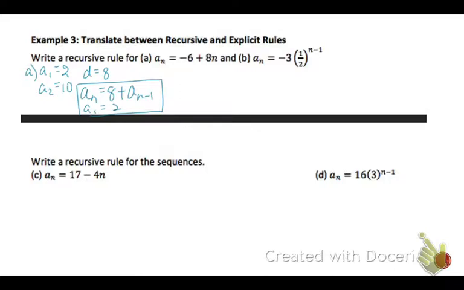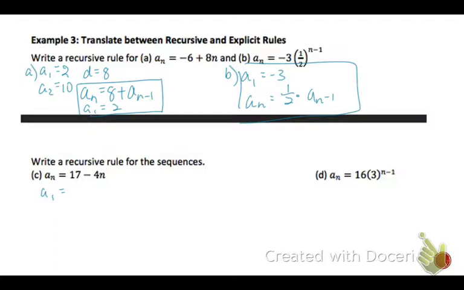Now B, we are given an explicit rule, again, so we need to translate that to recursive. And notice that this is geometric, all right? So let's go ahead and pick out what our first term is. Plugging in a sub 1, that will be -3. And then notice what our multiplier is, which is 1/2. So for our recursive rule, we take our multiplier, which is 1/2, times the term that came before, and we give that along with our first term.